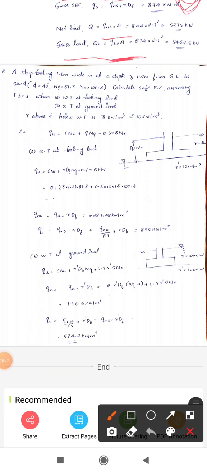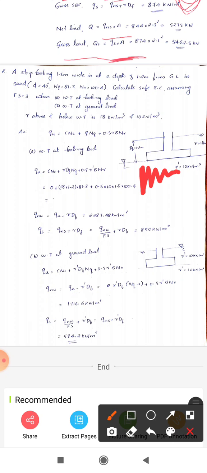Initially write down the equation, that is Qu = cNc + qNq, where q means γ Df into Nq, plus 0.5 γ B Nγ. And I have told in the previous section, if the water table is at footing level, ground level, etc., we have to consider the unit weight accordingly. Here the water table is here, so the soil below this water table, that is soil at this portion, will be in submerged condition.